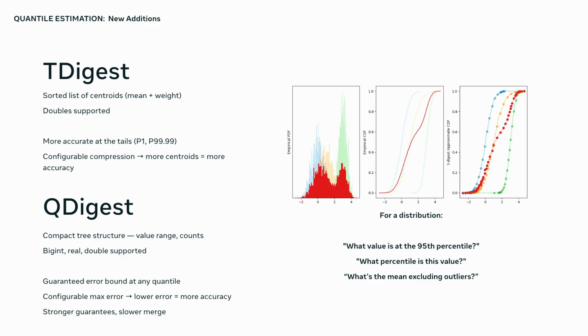One difference is that since TDigest deals with division and averaging, right now in Velox we only support doubles, but you could add support for real, since float can be converted to double losslessly. And QDigest is working with counts, so it does support bigint, and then real and double. We just ported over whatever value types we had in Presto Java.